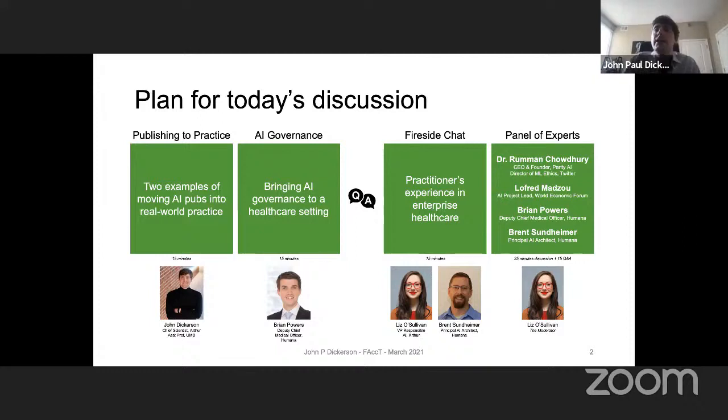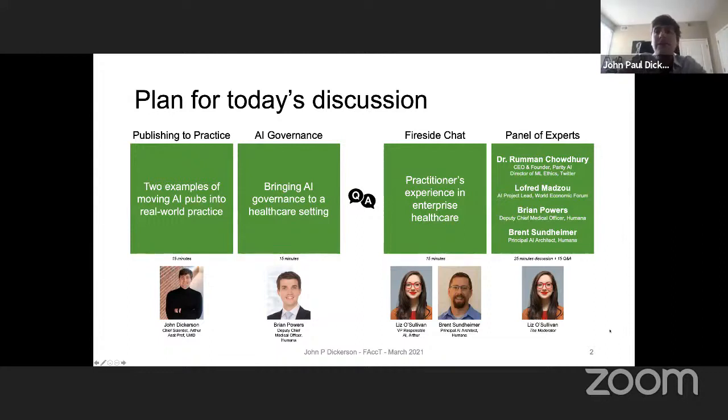And finally, Liz will then moderate a panel of experts, including Dr. Rumman Chowdhury, who's CEO and founder of Parity AI, along with Director of ML Ethics at Twitter, Lofred Mazzo, who's AI project lead at the World Economic Forum, and then Brian and Brent as well. They'll discuss their experiences in this space, and then we'll have a Q&A session at the very end of that. And I will mention that we have folks who are feeding us questions from Slido with about a 30 to 45 second lag, so do feel free to dive in there.